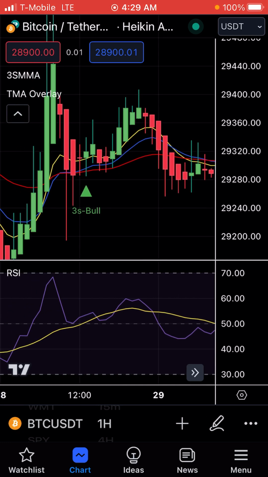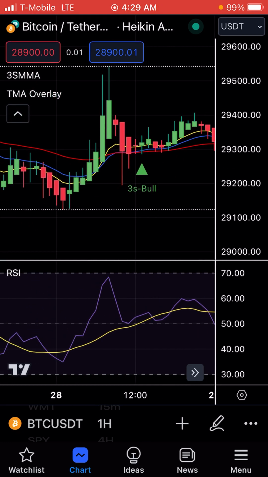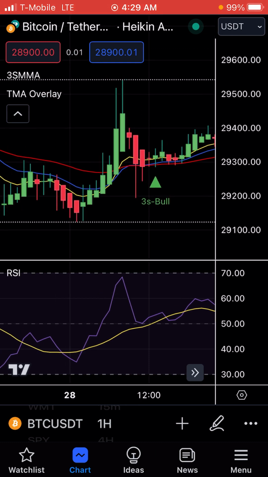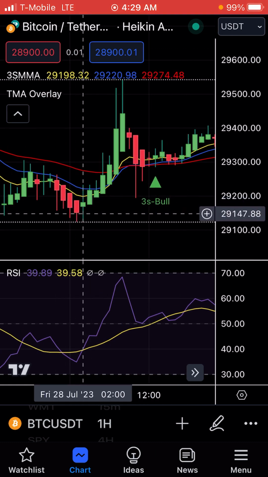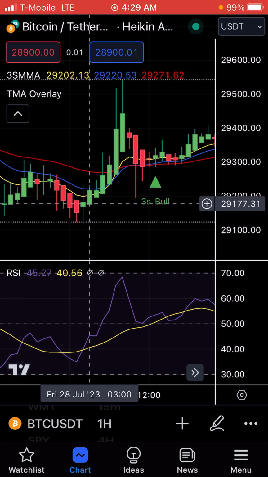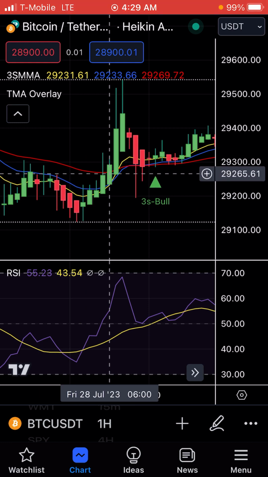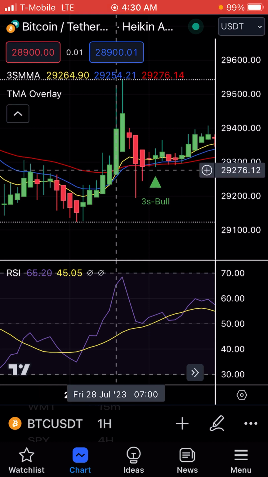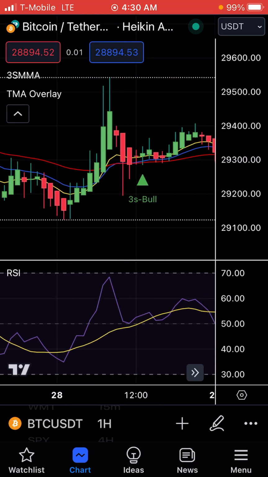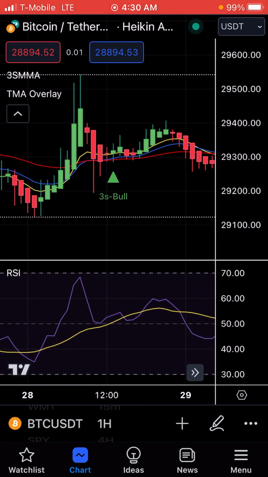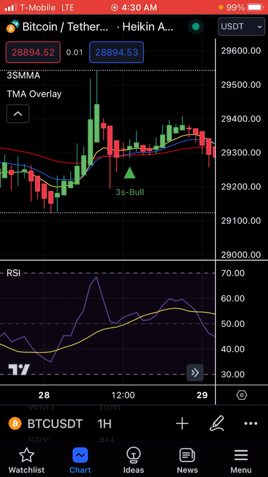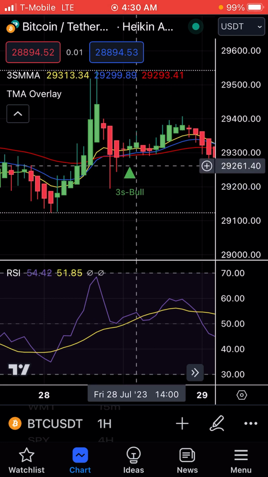Let's just do a couple more times here. Okay, so we see that it's crossing up right here on the RSI. And about 5 hours later, it crosses up with the moving averages. So that's a trade. There's a little bit of a delay, but that's a trade, and it picked it up a little bit late with the TMA overlay right there.